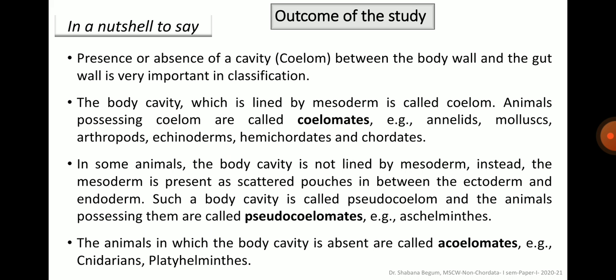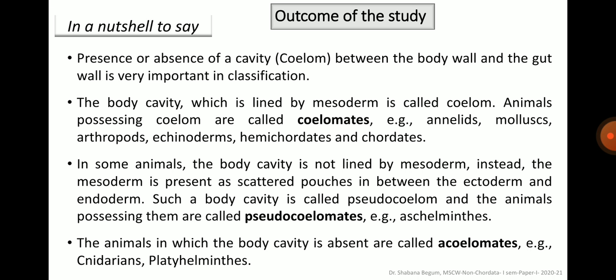So the outcome of the study, that is what have you studied in this particular topic, in a nutshell, to say, presence or absence of a coelom or a cavity between the body wall and the gut wall is very important in classification of organisms. The body cavity, which is lined by mesoderm, is called coelom. Animals possessing coelom are called coelomates. Examples are annelids, mollusks, hemichordates, chordates, etc.